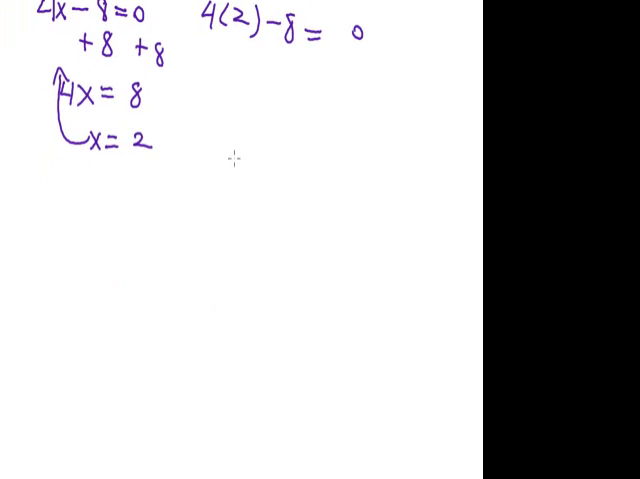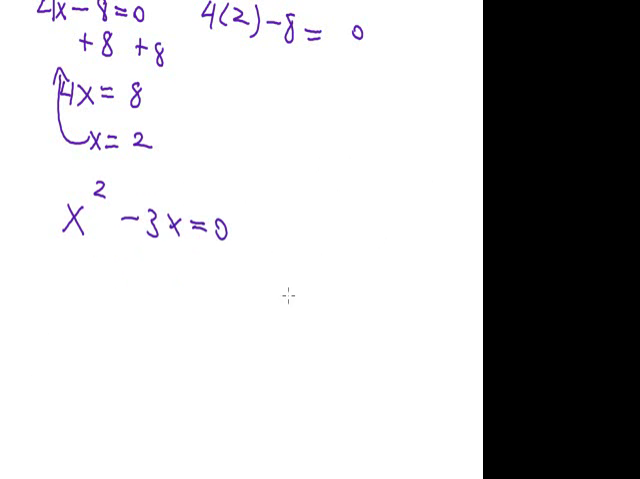But what if I were to add an extra x? What if I were to have, for example, x squared minus 3x equals 0? There's no real way you can just manipulate this around to see what x can be. But one thing that we can do is a thing called factoring.